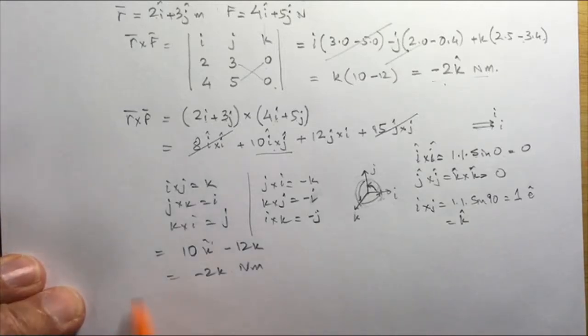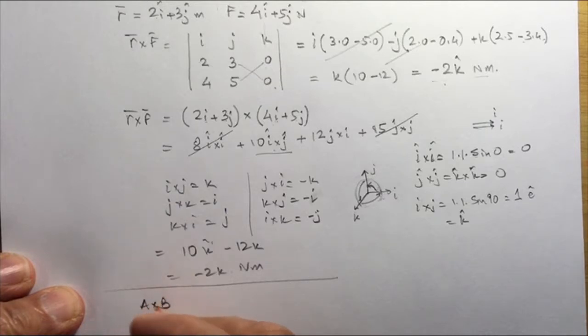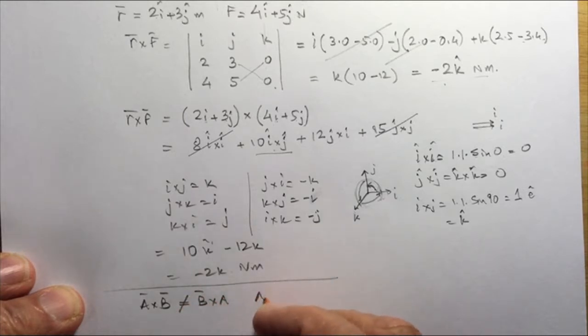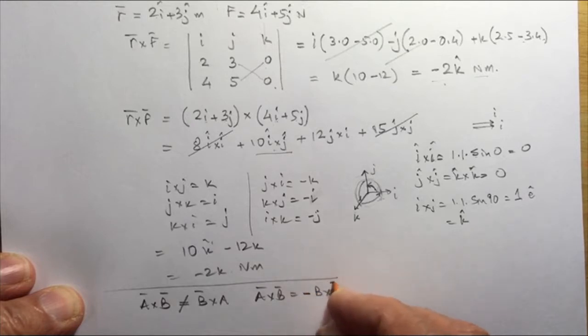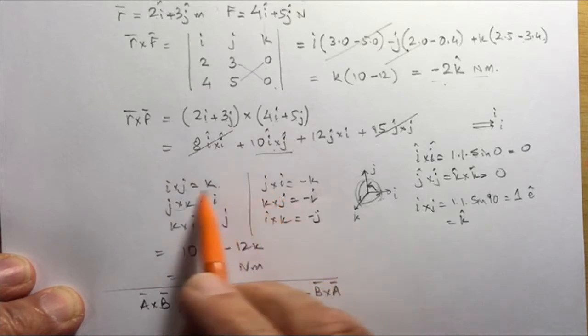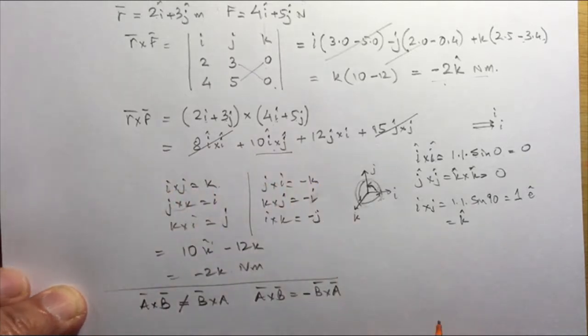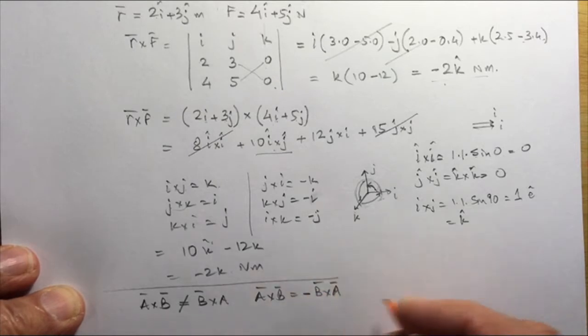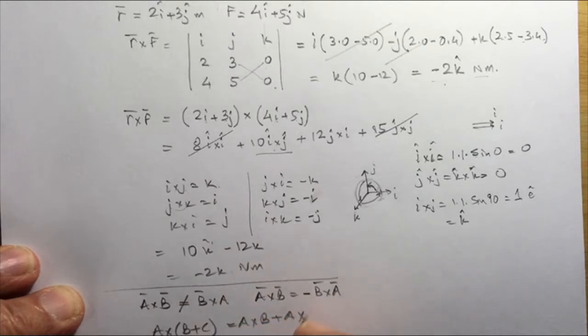Now a few properties of cross products. Well, A cross B is not the same as B cross A. In fact, A cross B is equal to the negative of B cross A, which we can see from here. i cross j is k, and j cross i is negative k. And we also have the distributive law, A cross (B plus C) would be A cross B plus A cross C.